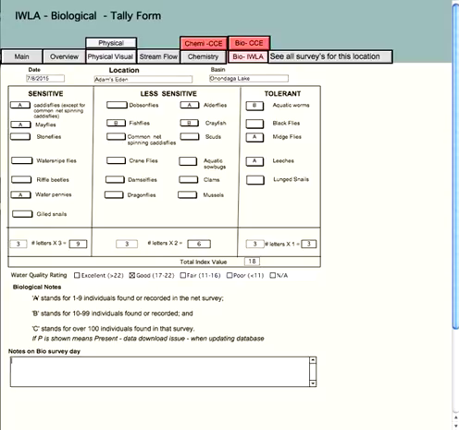Again, on the bottom we could make some notes about other things that we found or didn't find, but for right now I'm just going to put no notes. And that concludes this video on how to enter chemistry and biological data in a new survey.